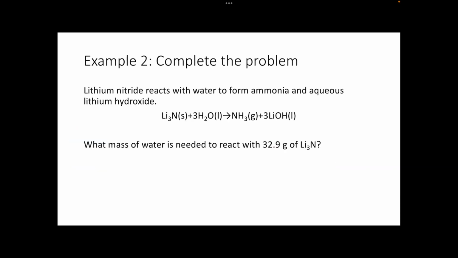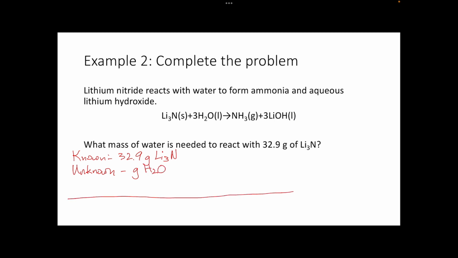All right, let's do one more problem. So this is our lithium nitride problem. Go ahead and set this up on your own and make sure you can solve it, and then check and make sure you got it correct. So our known for this one is our 32.9 grams of lithium nitride. Our unknown is the grams of water. Okay, so go ahead and set that up.